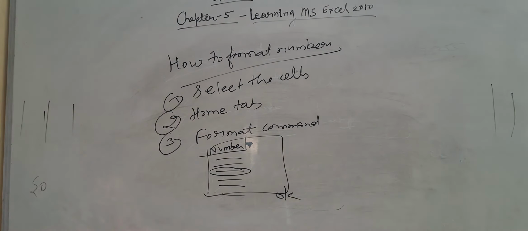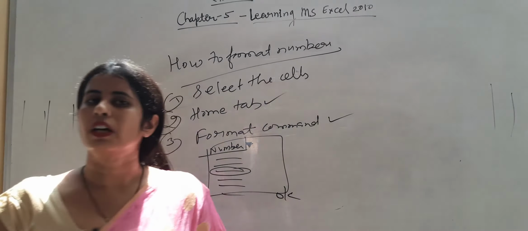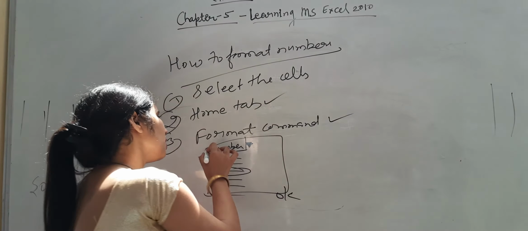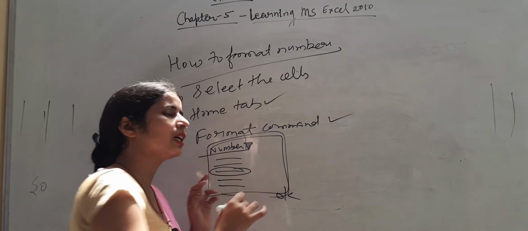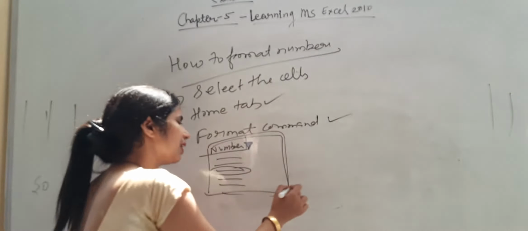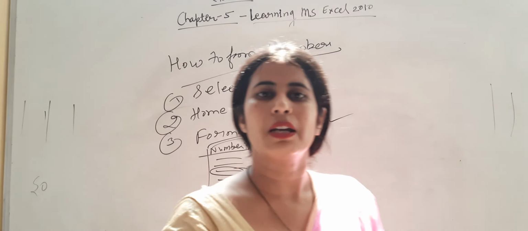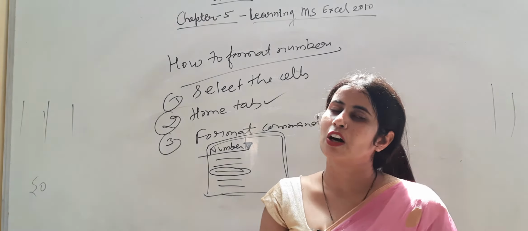So what steps will you follow? You have to select the cell, click on the Home tab, click on the Format command, and then you will see this kind of box. Here you will find the drop-down arrow. Click on it, and you will find all the number formats. Select one, then click OK. In this way you are able to format the numbers. So this was about how to format numbers.